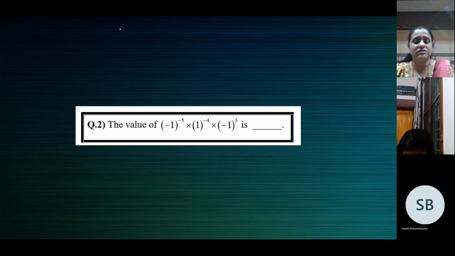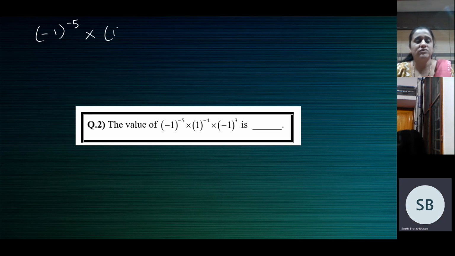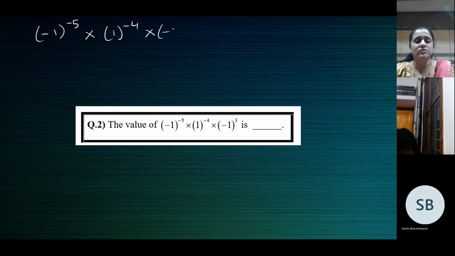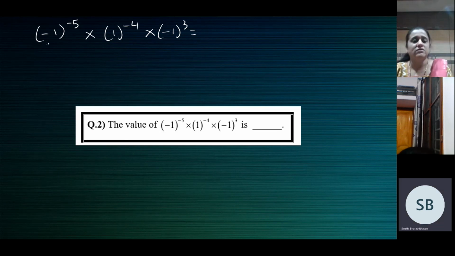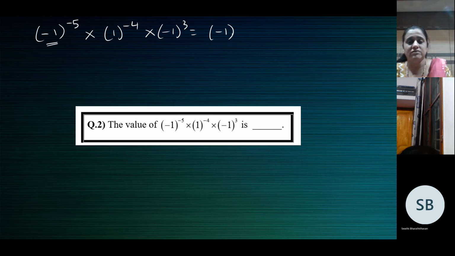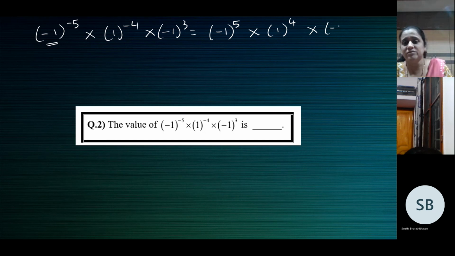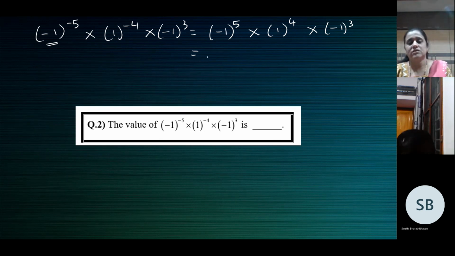Okay. So first step, this is what is given. -1, the whole power -5 into 1 to the power -4 into -1 to the power 3 is equal to... We always write the question, whatever is given, is equal to. Now, the first part, reciprocal of the base, negative of the power, into reciprocal of the base, negative of the power, into the next one we write it as it is because the power is already positive. Correct?